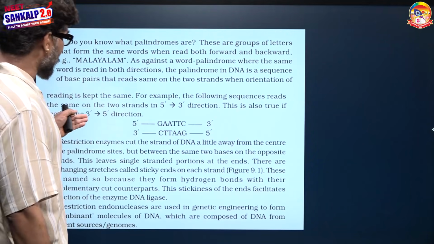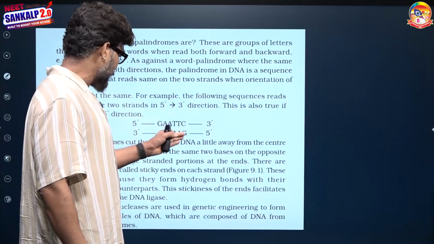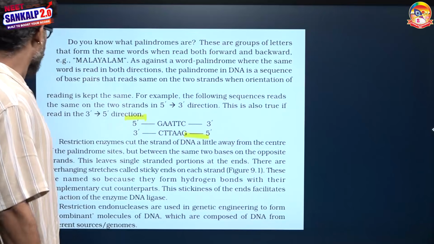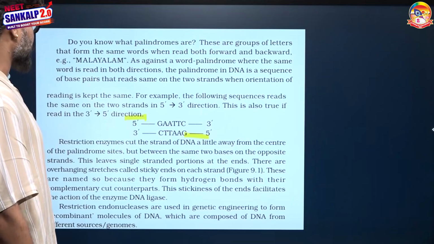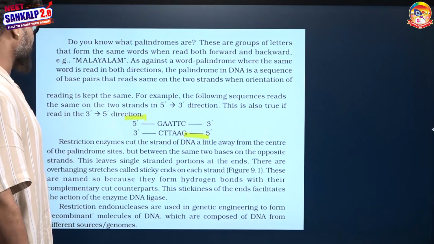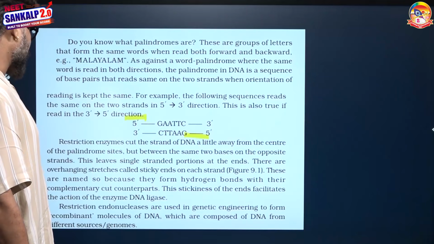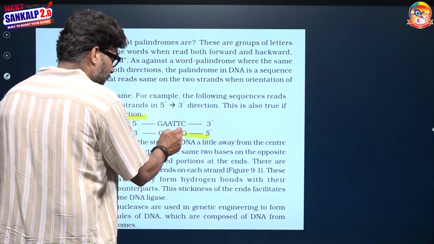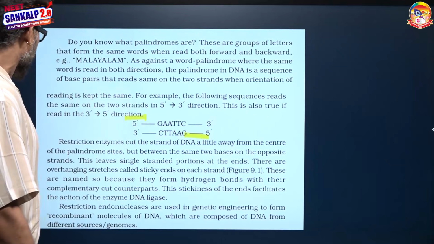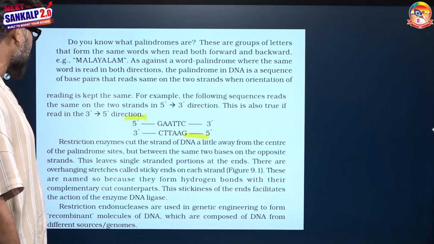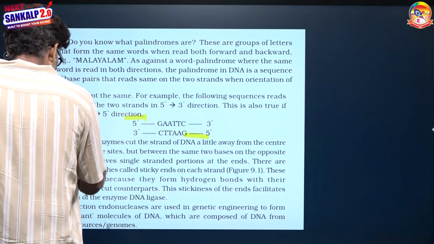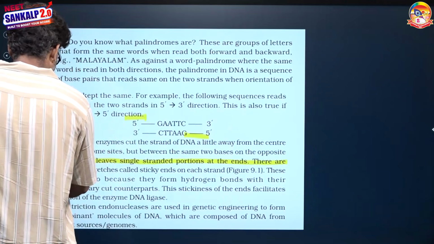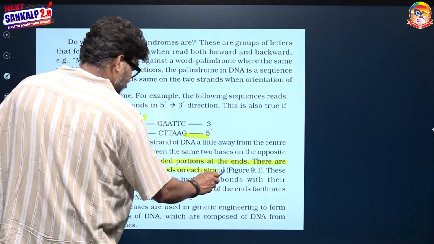Here they mention GAATTC, and in the same way GAATTC. Restriction enzymes cut the strands of the DNA a little away from the center of the palindromic site, but between the same two bases. Here it is cutting between G and A, here also it is between the G and A. This leaves a single stranded portion, and these are the overhanging stretches called sticky ends.